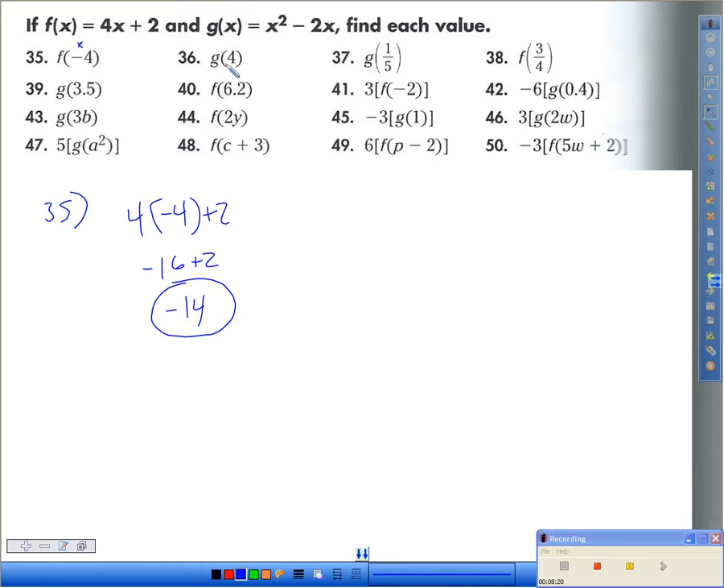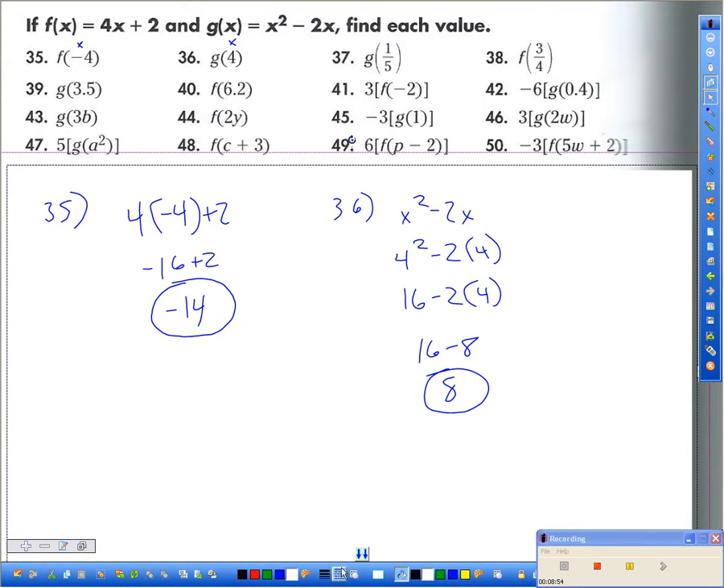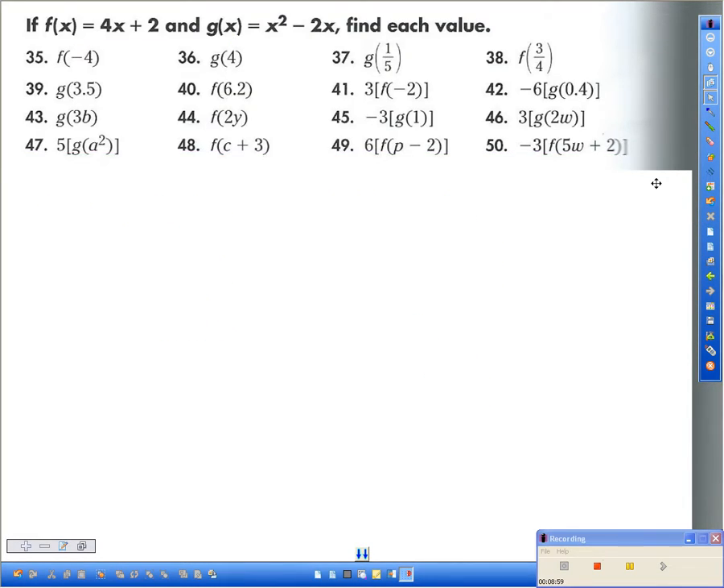If we do the same thing on 36, g of 4, all we need to do is to take x squared minus 2x, and we know that instead of x's, now we're going to put in 4. So 4 squared minus 2 times 4. Use order of operations, and we get 16 minus 2 times 4. We know we're going to multiply before we subtract, so 16 minus 8. When we simplify that, we get 8. All right, but then if we look at some of the other problems on that section, some of them are more complicated than those last two.